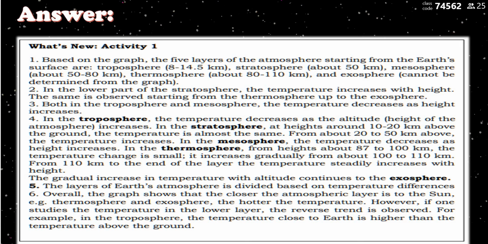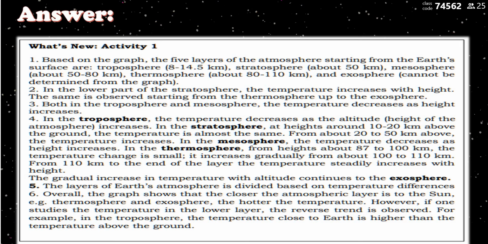In the mesosphere, the temperature decreases as height increases. In the thermosphere, from heights about 87 to 100 kilometers, the temperature change is small. It increases gradually from about 100 to 110 kilometers. From 110 kilometers to the end of the layer, the temperature steadily increases with height. The gradual increase in temperature with altitude continues to the exosphere.